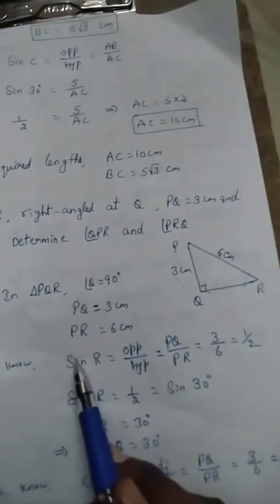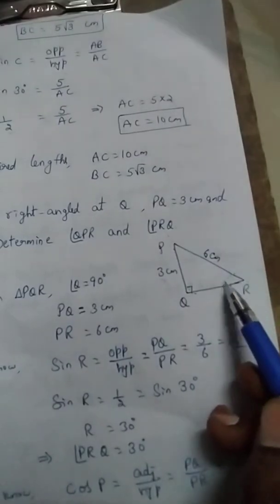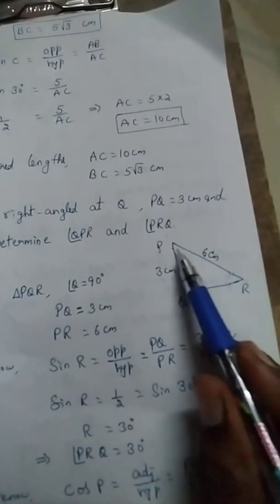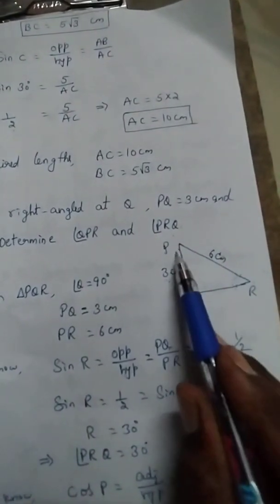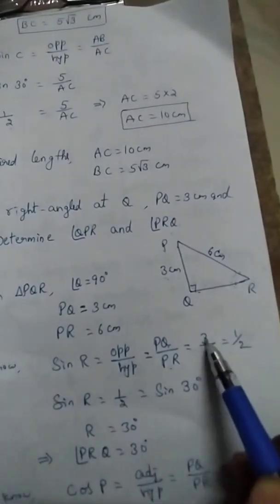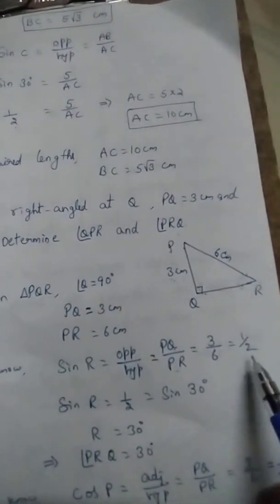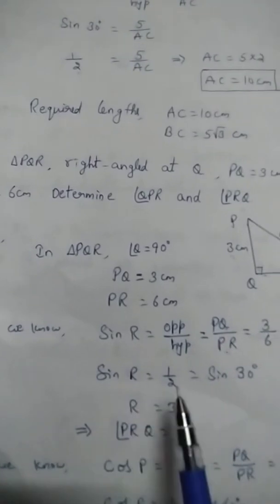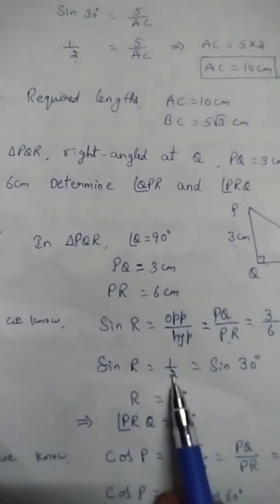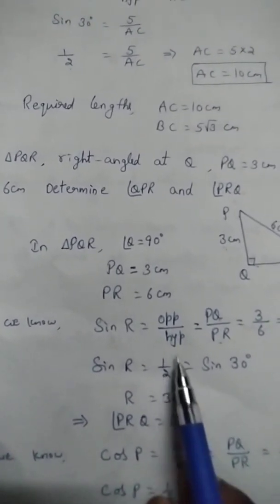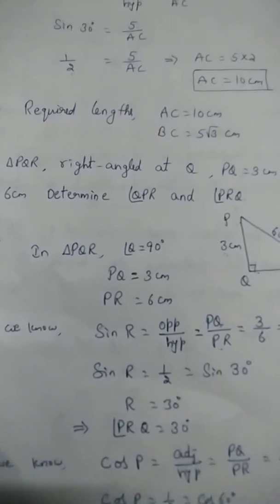Opposite and hypotenuse give sine or cosecant. Means sine R is equal to opposite by hypotenuse. What is the opposite here? PQ. Hypotenuse is PR. PQ is 3 by 6, 3 ones are 3, 3 twos are 6. Means sine R is equal to 1 by 2. 1 by 2 is the value of which angle in the sine trigonometric ratio?